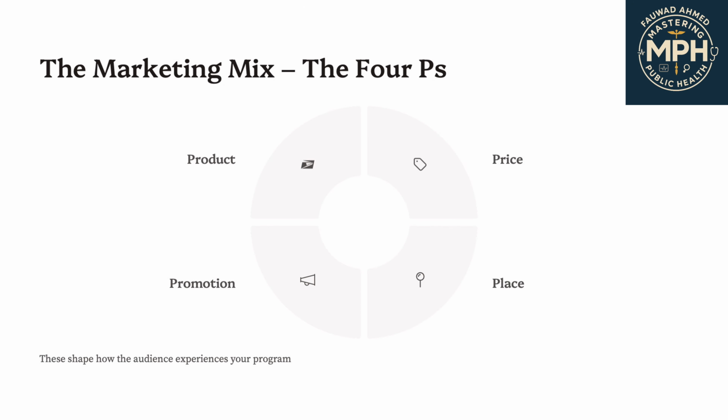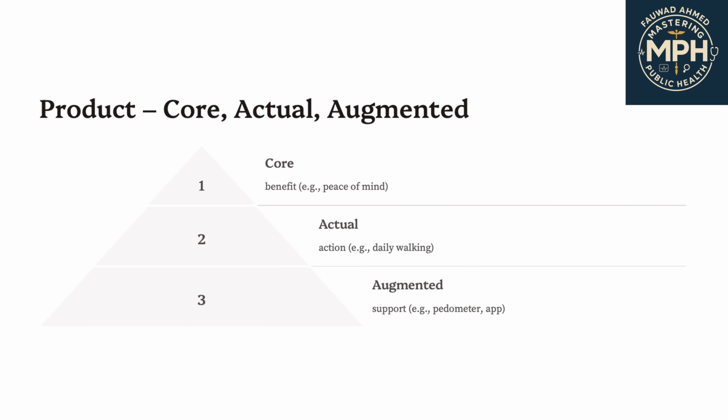The marketing mix, the 4 P's. At the heart of every marketing plan is the marketing mix, also known as the 4 P's. Product first is, the product is not always a physical item. It could be a behavior, a service, or an experience like attending a workshop or getting a screening. Social marketing distinguishes between core product, the benefit the person gains, for example, peace of mind, better health. Actual product, the action being promoted, for example, walking daily. Augmented product, the additional services or incentives, for example, a walking app or reward points.